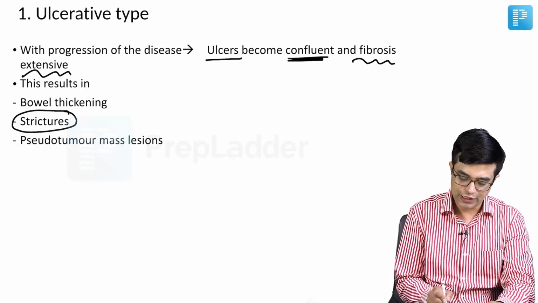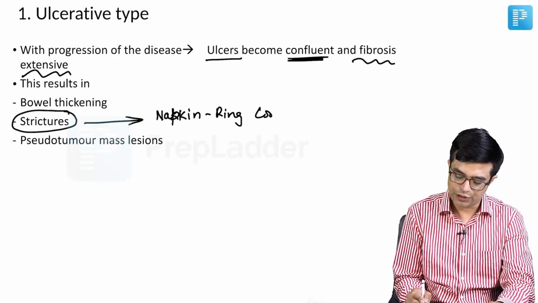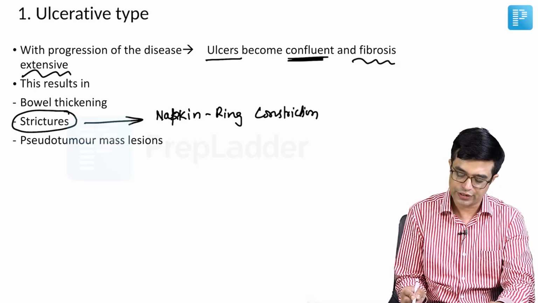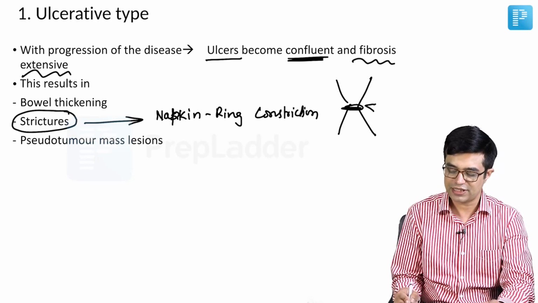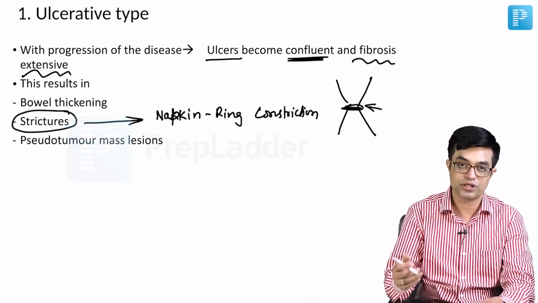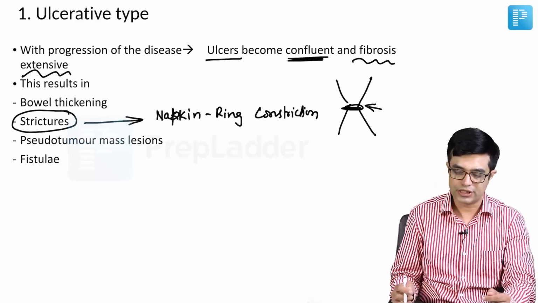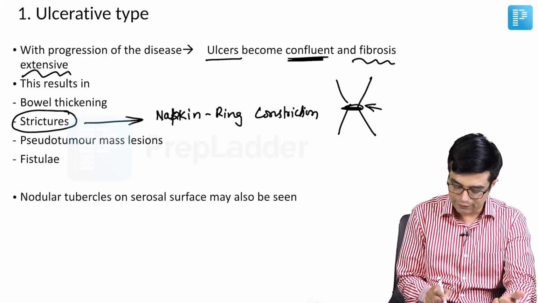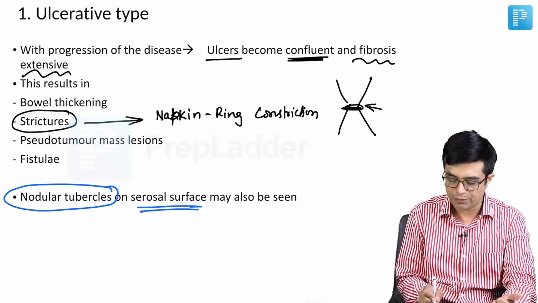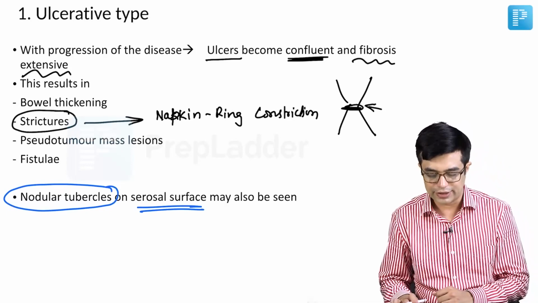The stricture formation will typically manifest in the form of napkin ring constriction. So, napkin ring constriction will be common, also called as hourglass constriction. This kind of constriction will be present, where ulcers are transversely present in these individuals, producing features of obstruction in the intestine. And sometimes fistula formation similar to Crohn's disease can be seen. In addition to ulcerative form, there will be nodular tubercles. They will start forming on the outer, that is serosal surface, in these patients. So first is your ulcerative type.